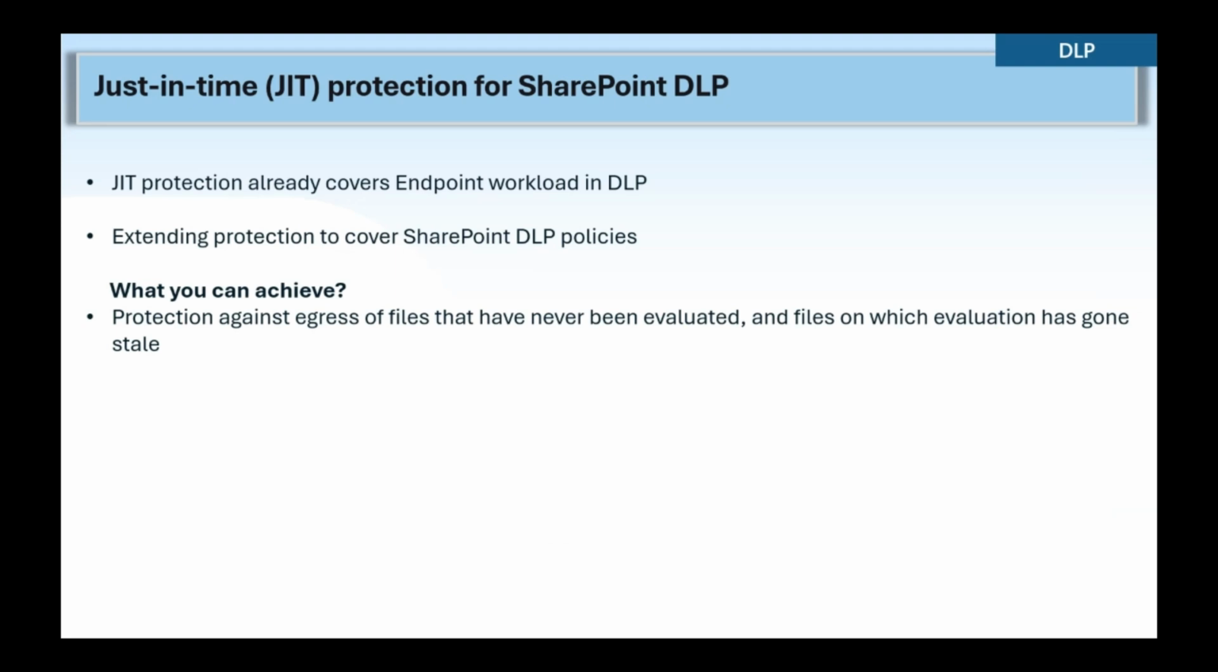Just quickly going through what files JIT actually covers. So JIT covers files that have never been evaluated, right? So without the JIT feature, old files will not be blocked when the files are egressed the first time. This is because they are not classified yet, so they are not within the scope of the policy right now. Also, items on which the evaluation has gone stale will be covered by JIT. So these are basically the previously evaluated files that haven't been reevaluated by the current and updated cloud version of the policy.